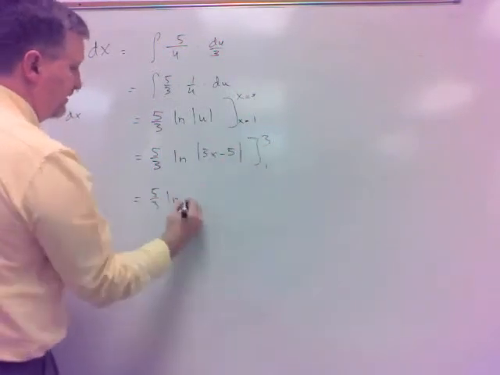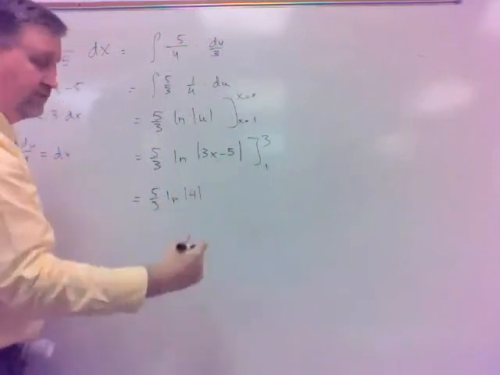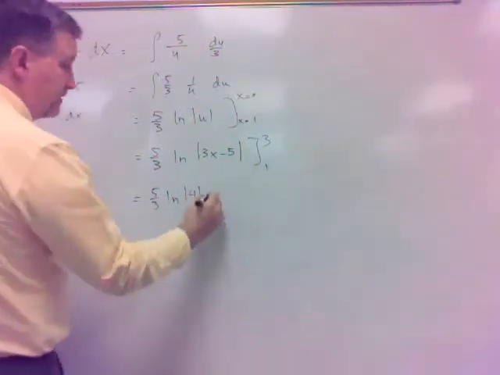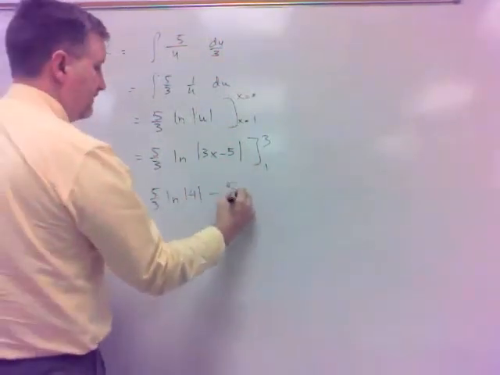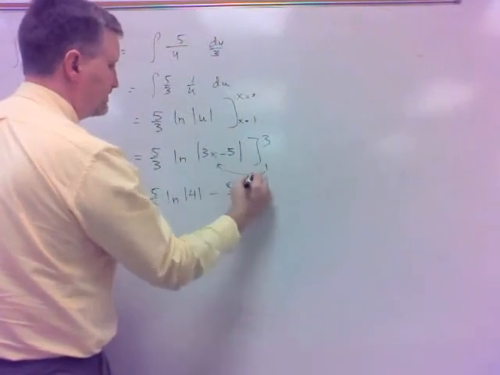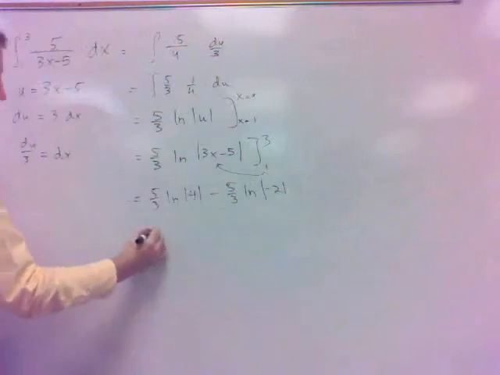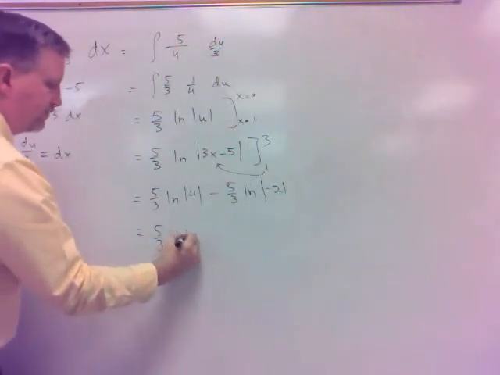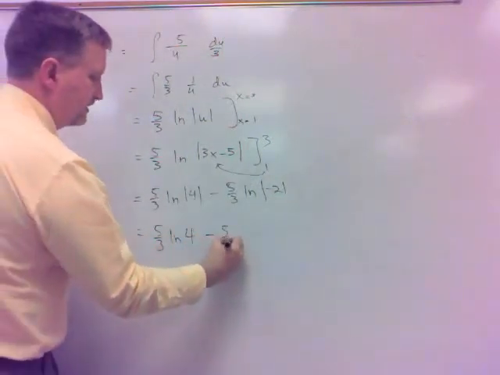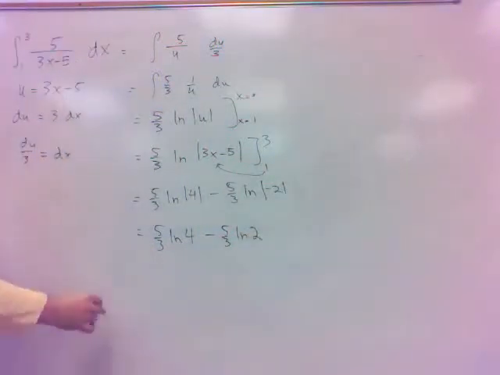If I plug in 3, I have the ln of 9 minus 5. I have the ln of absolute value 4. That's just going to be ln of 4. Over here, though, with 1 in there, that's going to be the ln of 3 minus 5, which is negative 2. So I wind up with 5/3 ln of 4 minus 5/3 ln of 2. Which is a pretty good answer.